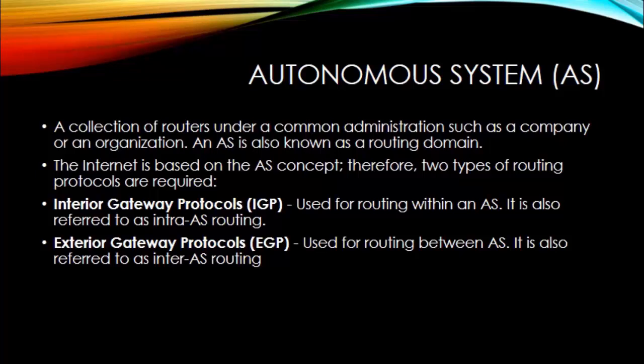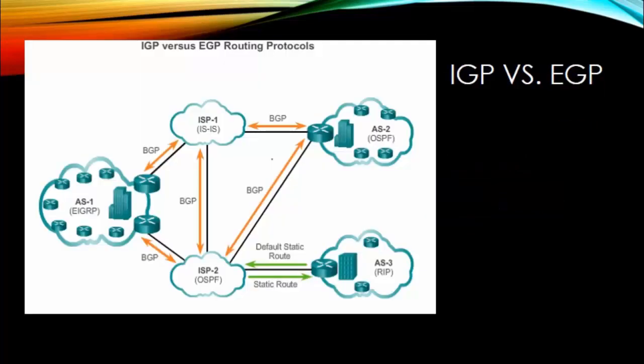The Internet is based on the AS concept, therefore two types of routing protocols are required. Interior gateway protocols, abbreviated IGP, used for routing within an AS. It is also referred to as intra-AS routing. Exterior gateway protocols, EGP, used for routing between AS. It is also referred to as inter-AS routing. In this image, we can see how IGP and EGP routing protocols work.